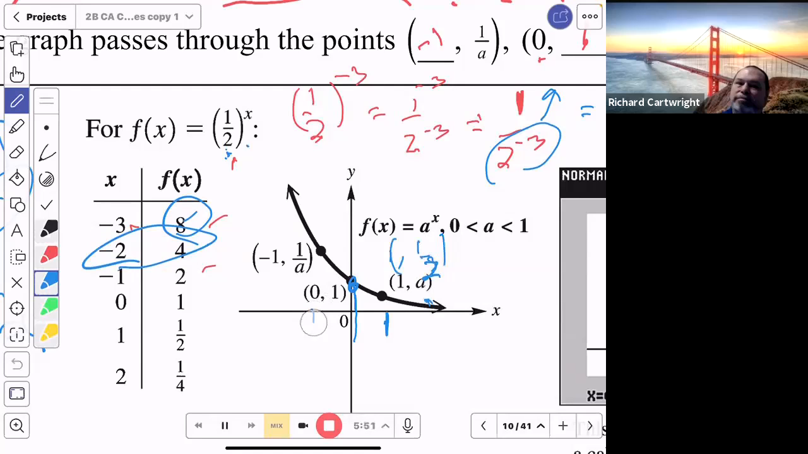And then if I go to the -1, 1 over a, that might be hard for some of you. 1 over 1/2. Well, what is 1 over 1/2? You've got to flip that bottom fraction and multiply. That's a 2. Well, that's why when he plugged in a -1, he got a 2. So you only really need these 3, and you can make a nice smooth curve, asymptotic to the x-axis, and then continuing up to heaven forever.